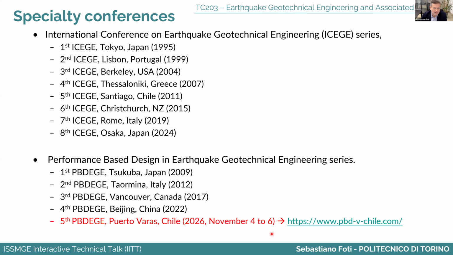TC203 has organized quite a large number of specialty conferences. Basically, especially, we organized two series of conferences. One is the series of international conferences on earthquake geotechnical engineering. It started in 1995 in Japan, and the last edition was again in Japan, in Osaka, May of last year. The second series of conferences, basically they alternate every 2 years, one under the other, and is the series on performance-based design and earthquake geotechnical engineering.